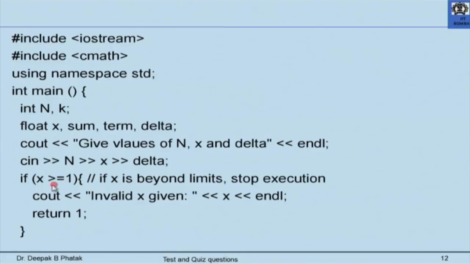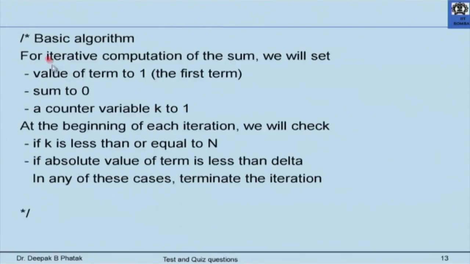So here, you just check if x is greater than or equal to 1. The comment says if x is beyond limits, stop execution, get out. If it is within limits, then you set up the iteration.